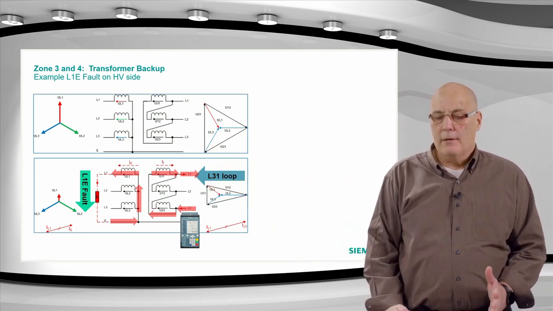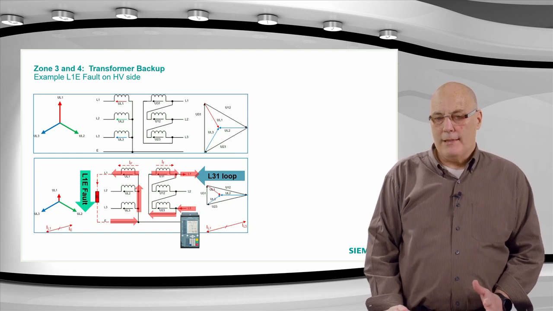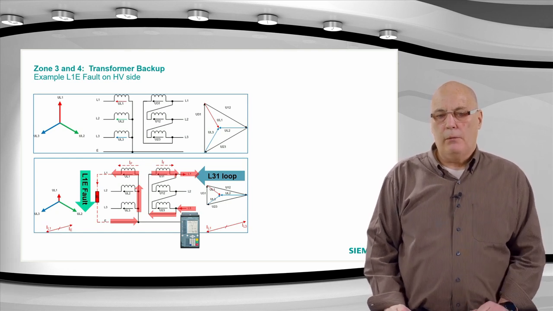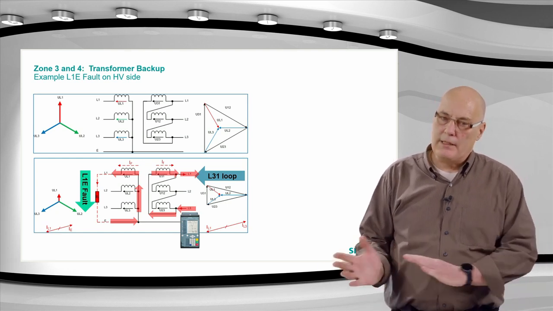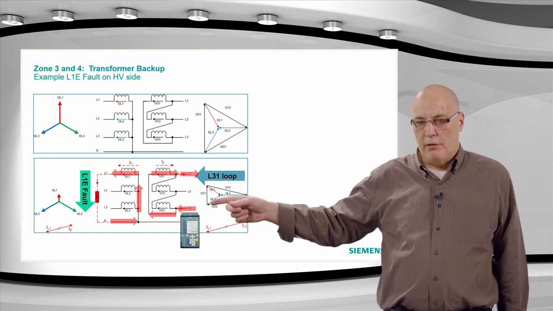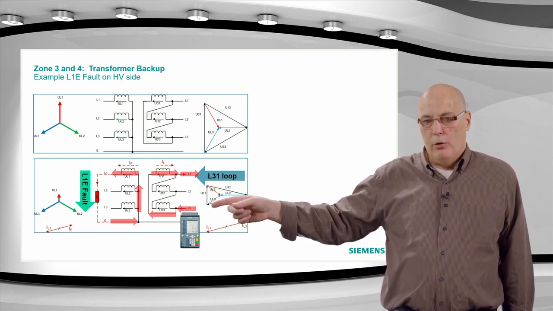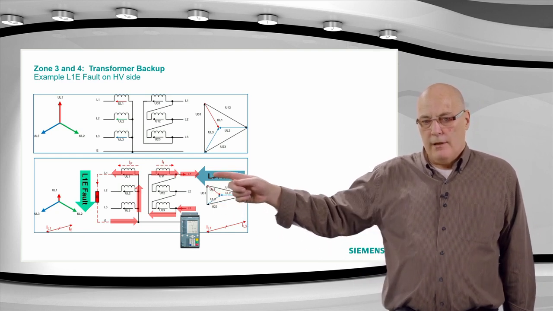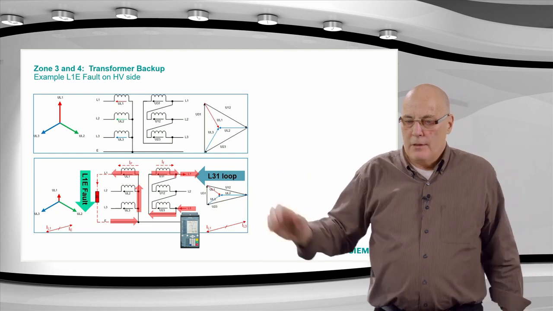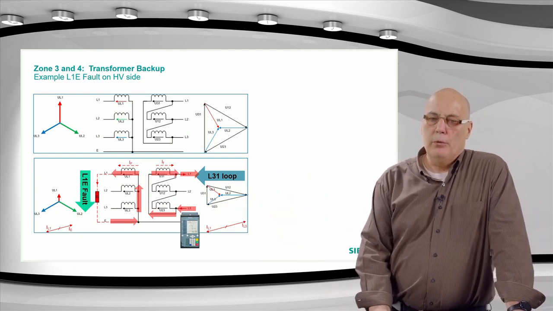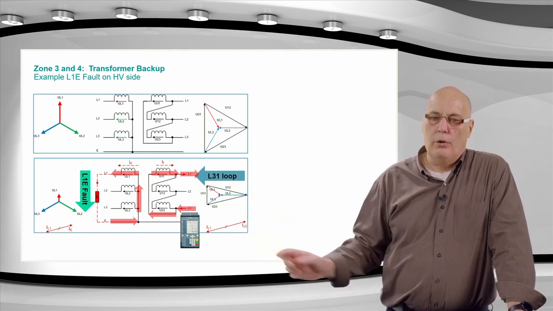And this would work in a classic distance protection. In some cases the classic relay would see the voltage drop here in the loop L31, and it would see the current in L1 and L3. So a normal distance protection could deal with this fault. It would work okay.